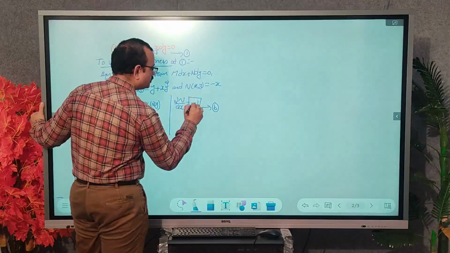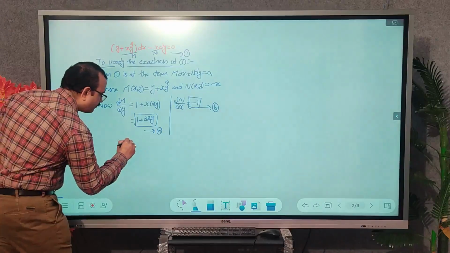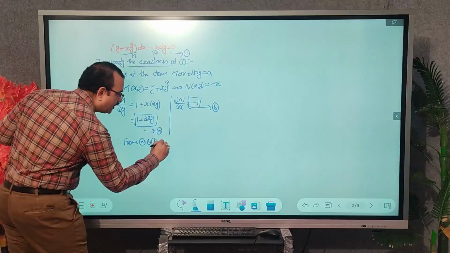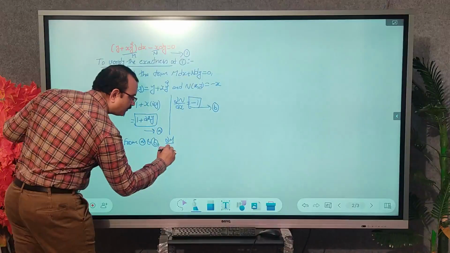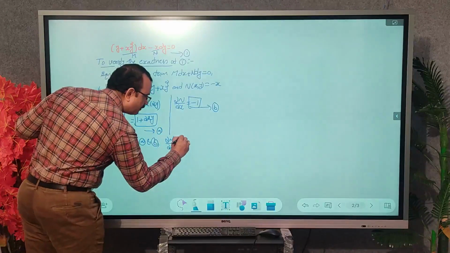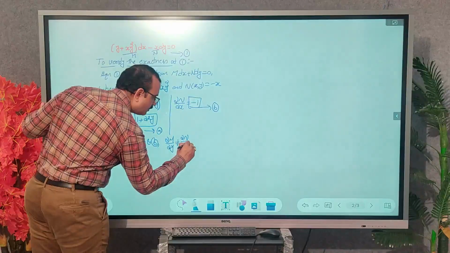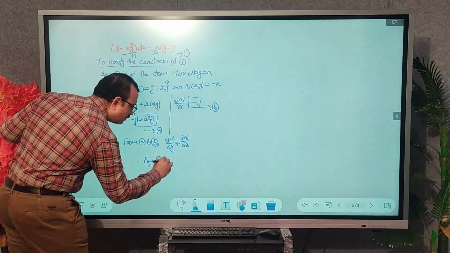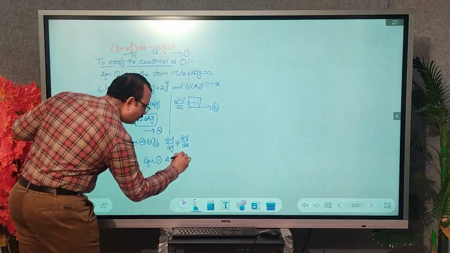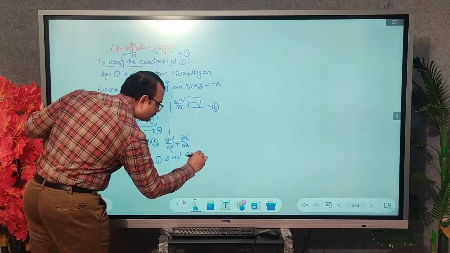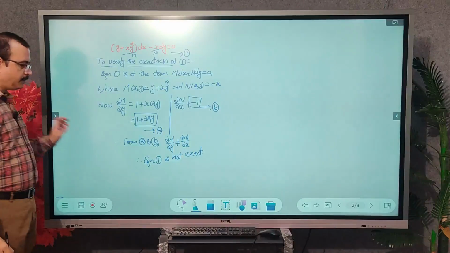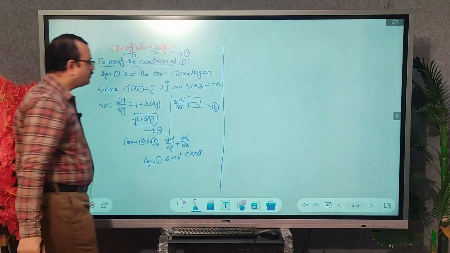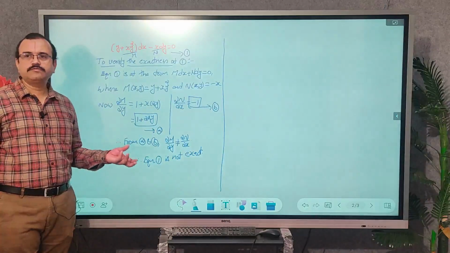So from these two equations, what can we conclude? Therefore, from equations A and B we get that ∂M/∂y is not equal to ∂N/∂x. So we can conclude that equation 1 is not exact. Okay, now the question is which integrating factor we have to apply.